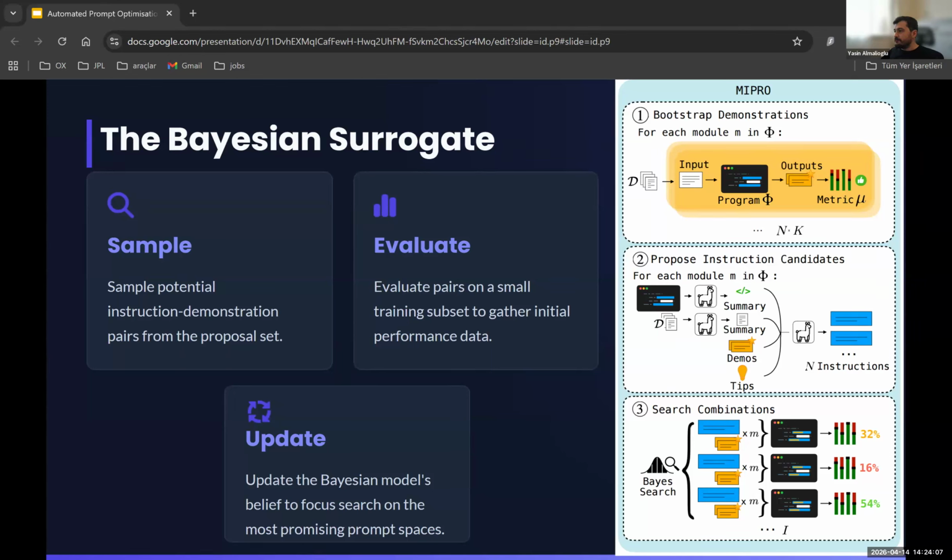Basically, the underlying implementation is a tree-structured optimizer for this Bayesian model. How it goes is you first sample your data and instruction pairs, and then you evaluate your pair. Then you update your belief. Either you can lower your belief or increase your belief. Then rinse and repeat, as in a typical Bayesian process.